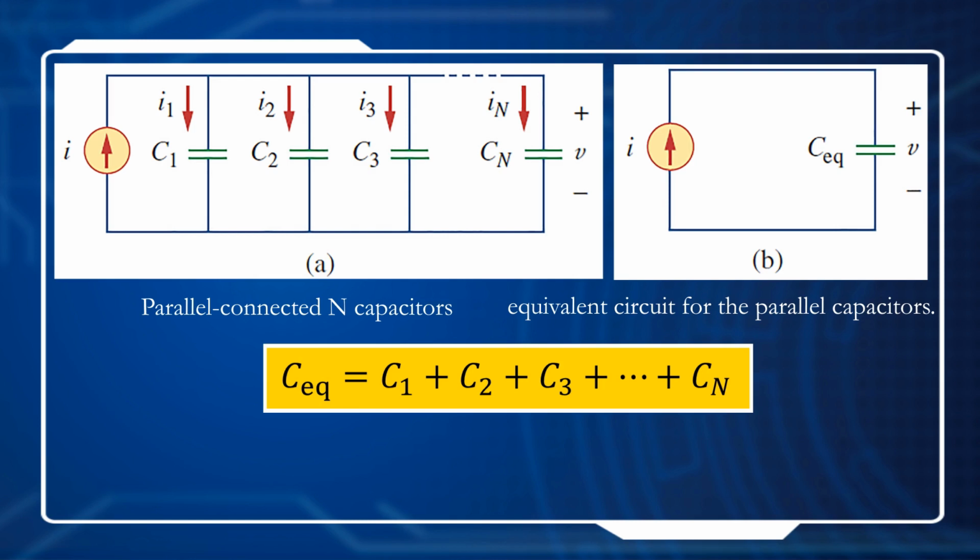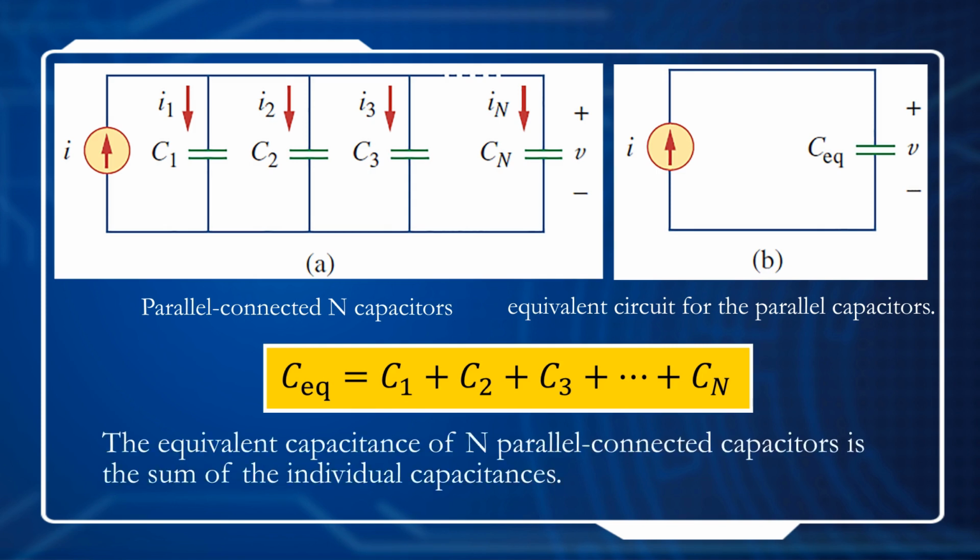It's very easy because we can use KCL to get the relation between I and the branch currents I1 to IN. And then we replace the current with the voltage V because all the capacitors are in parallel, so the voltage should be the same. And then we can get the equivalent capacitance CEQ. So the equivalent capacitance of n parallel connected capacitors is the sum of the individual capacitances.